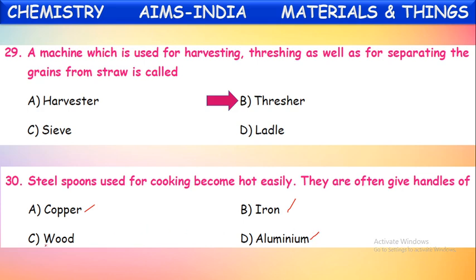Now, if you see wood, we know wood is not a metal, and it is a bad or poor conductor of heat. So if wood is used as handles of these spoons and some other utensils, it won't conduct heat, so that it won't become much hot. So the better one is wood.